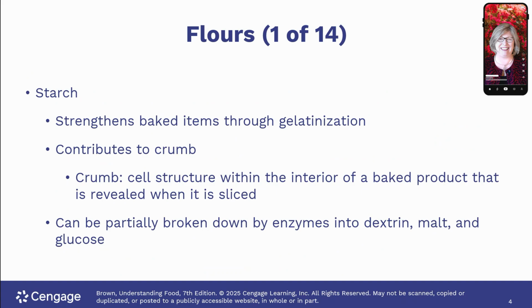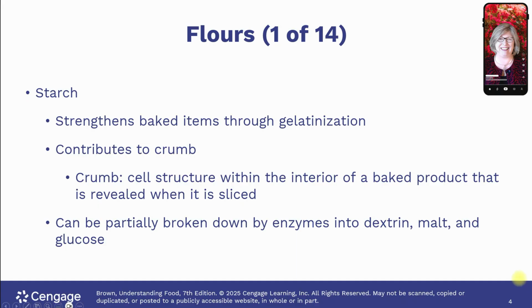Remember from chapter 16 that starch will gelatinize under certain conditions, such as the correct heat and the presence of liquid. So when the starch gelatinizes, that adds strength to the baked items, and it contributes to the crumb. The crumb is the cell structure that you see when you slice a baked product and look at the texture. Starch can be partially broken down by enzymes into dextrin, malt, and glucose, and you also learned about that in chapter 3.